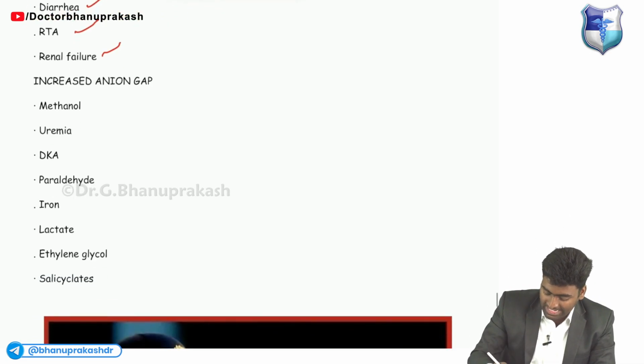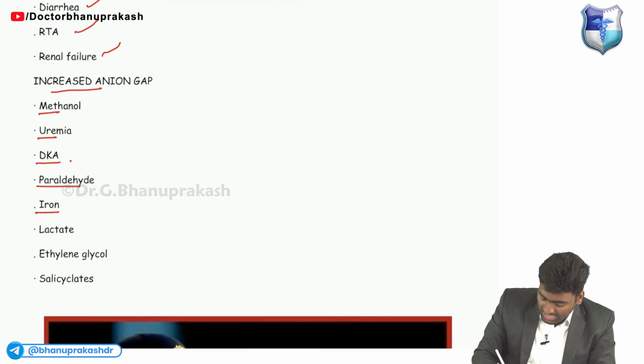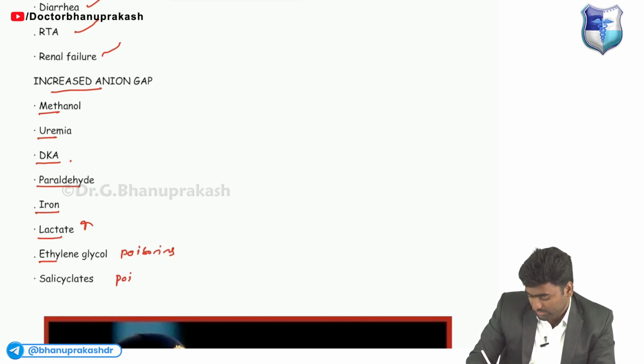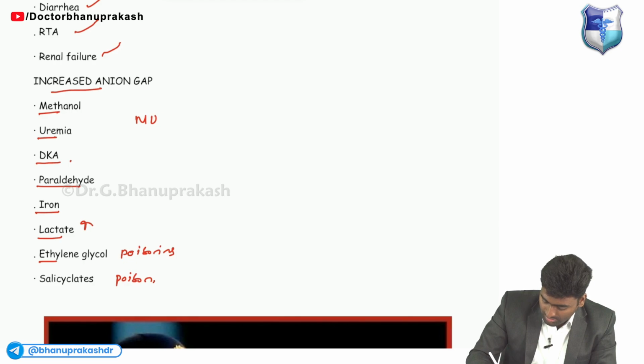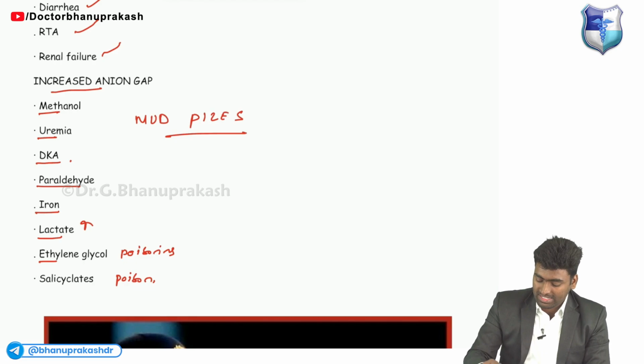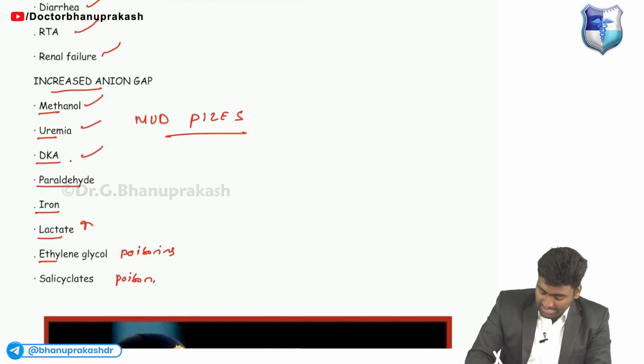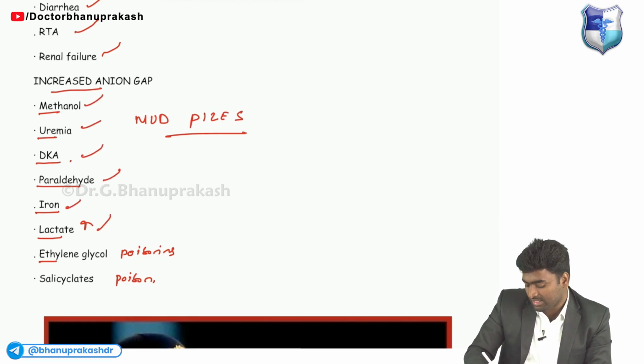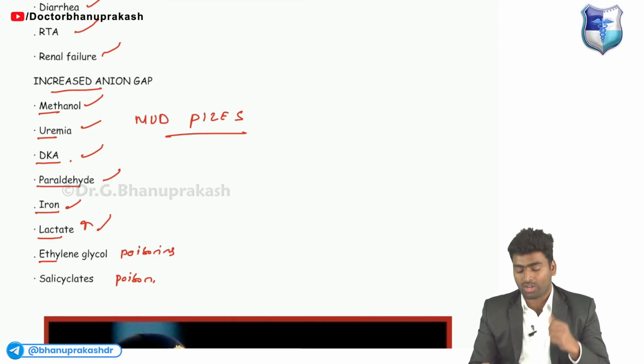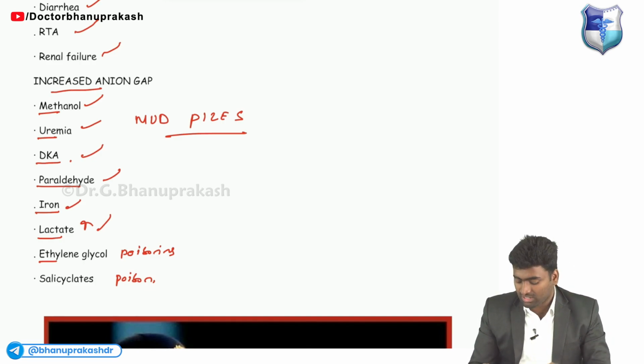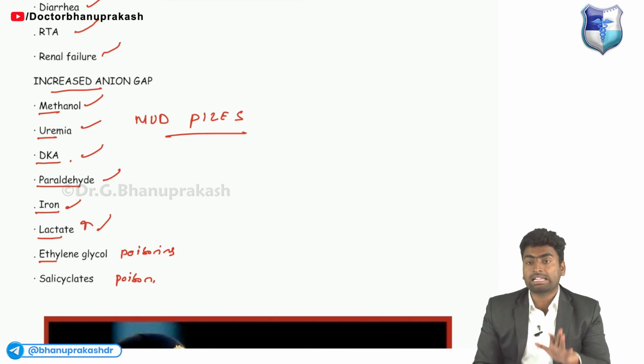Whereas increased anion gap will be seen in cases of methanol, uremia, diabetic ketoacidosis, paraldehyde, iron poisoning, increased levels of lactate, ethylene glycol poisoning, and salicylate poisoning. All of these conditions you can remember as MUDPILES. Okay, MUDPILES for increased anion gap: methanol, uremia, DKA, paraldehyde, iron, lactate, ethylene glycol, and salicylate. So all of them will have an increased anion gap.